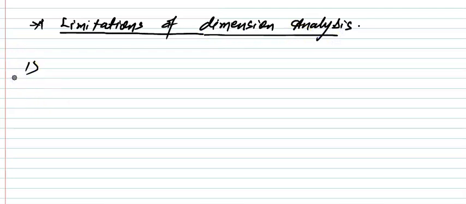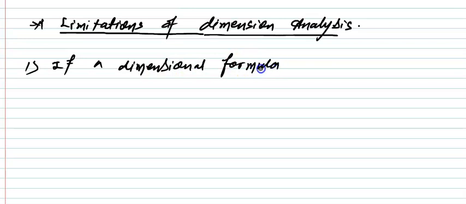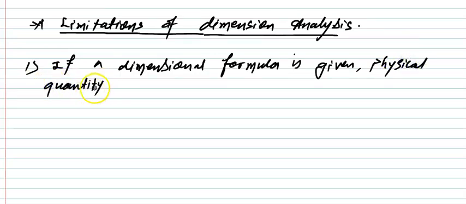Number 1, if the dimensional formula is given, the physical quantity may not be the same.